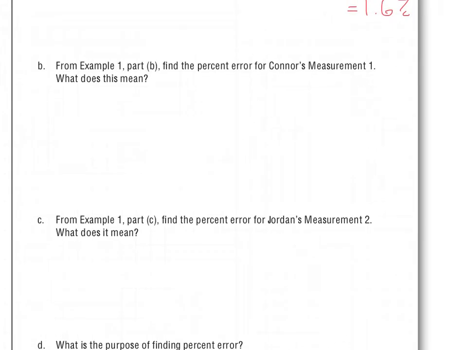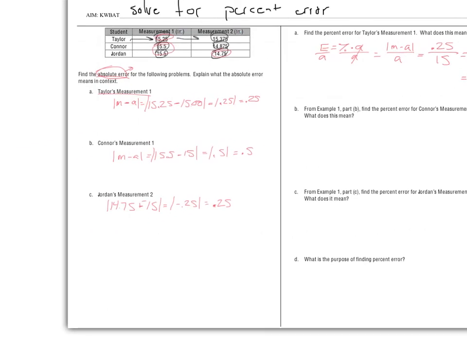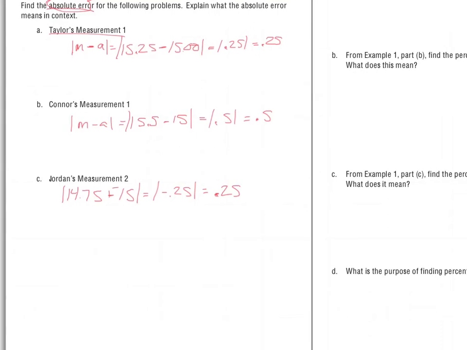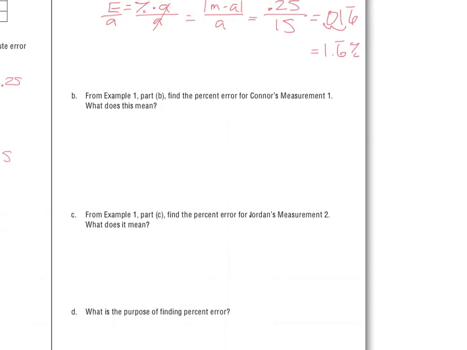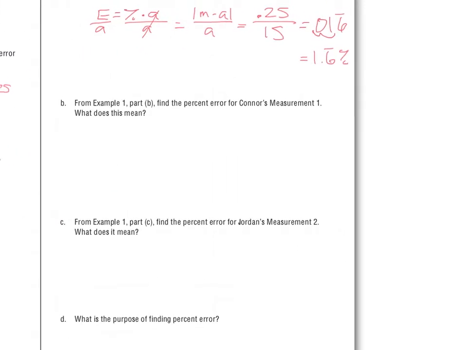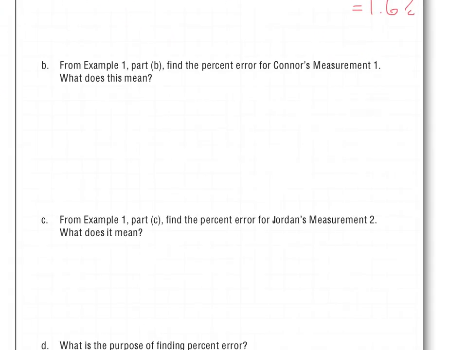Alright, from example 1, part B, find the percent of error for Connor's measurement 1. What does this mean? So go ahead and, using your work from part B, find Connor's percent error.